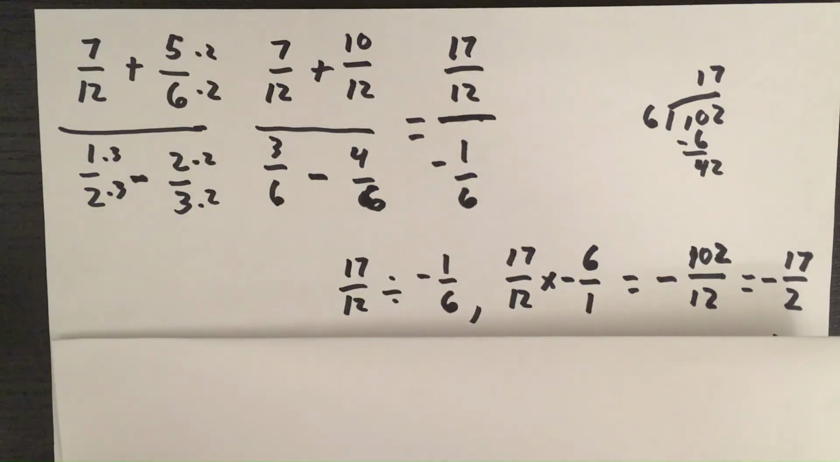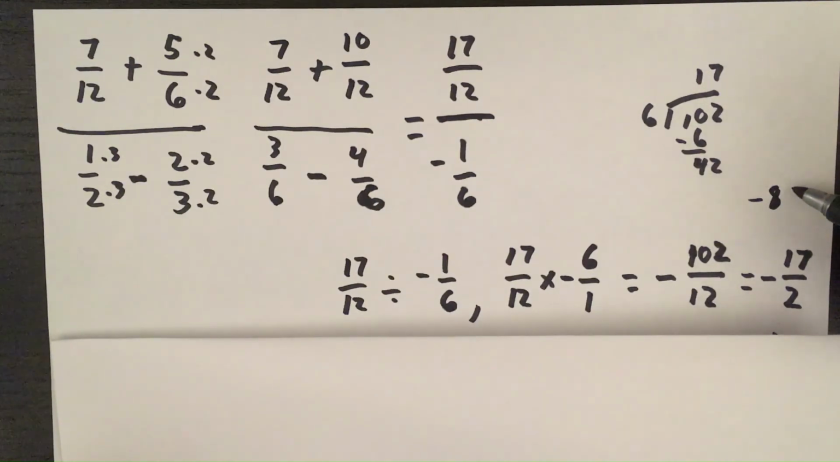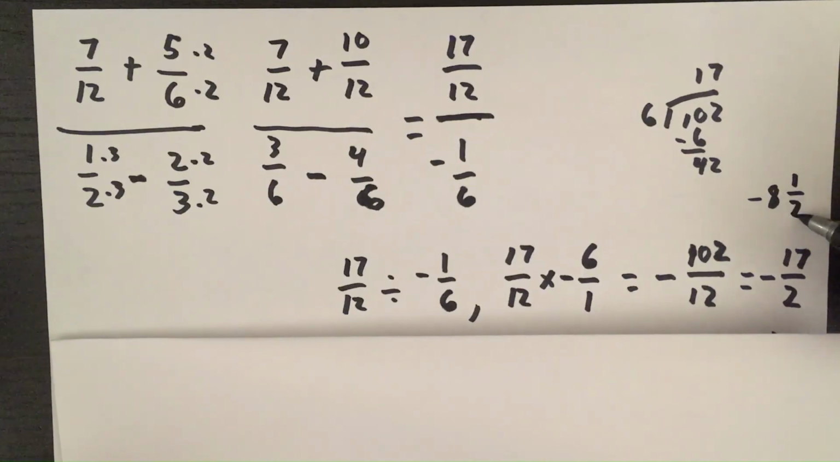And I should also mention real quick that this negative 17 over 2 can be turned into a mixed number. It could be turned into negative 8 and 1/2, if that's what you're looking for. If you're settling for an improper fraction, then negative 17 over 2 is your final answer.